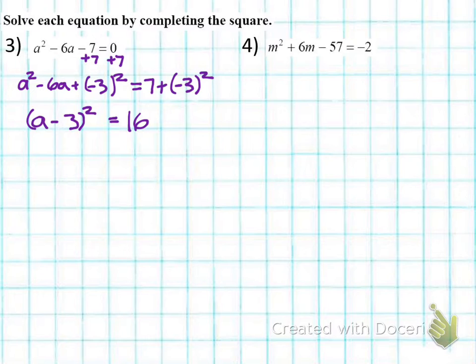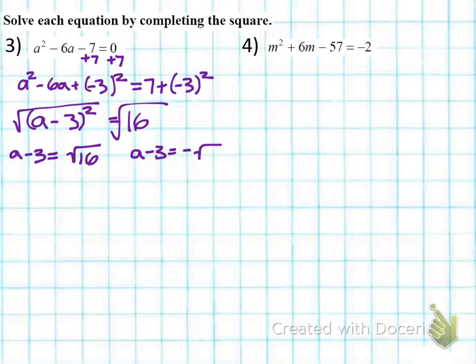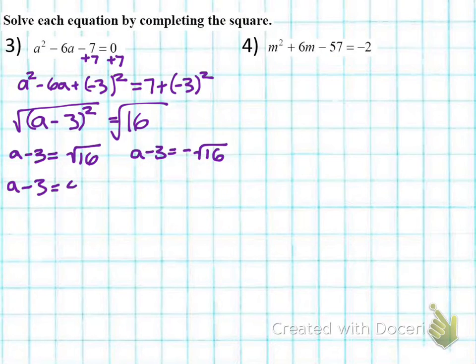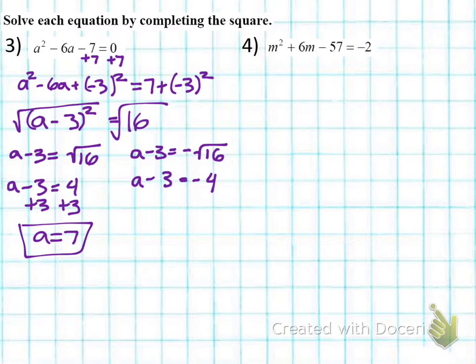So I have 7 plus 9 equals 16, and then (a minus 3) squared on the left side. Now I take the square root of both sides and set up my two equations. That's a minus 3 equals positive root 16, and a minus 3 equals negative root 16. Root 16 is, of course, just 4, so a minus 3 equals 4, and a minus 3 equals -4. Adding 3 to both sides, this side gives me a equals 7, and this one gives me a equals -1.